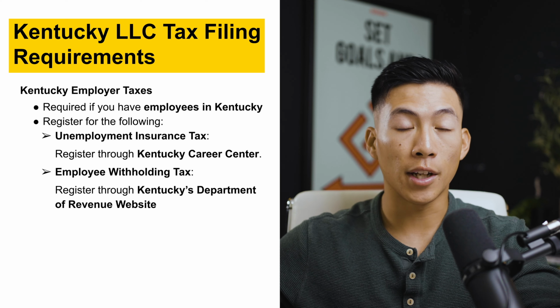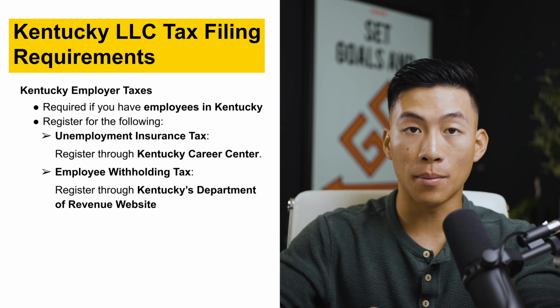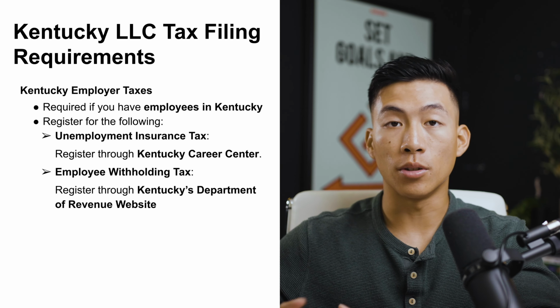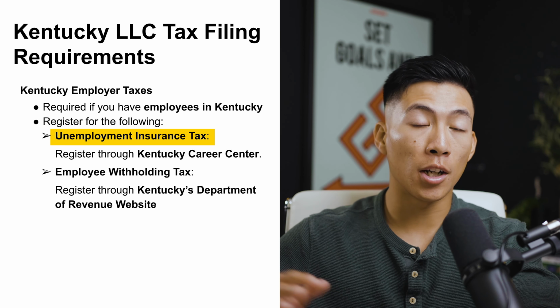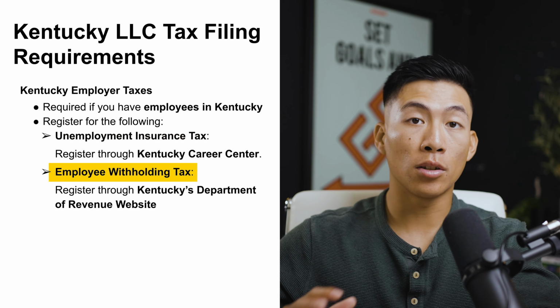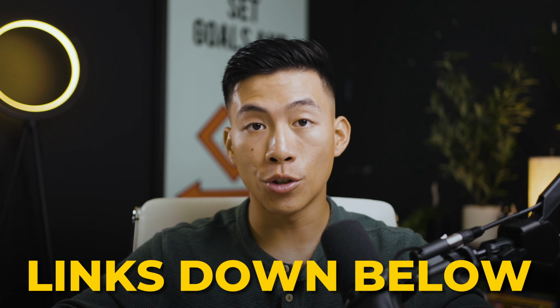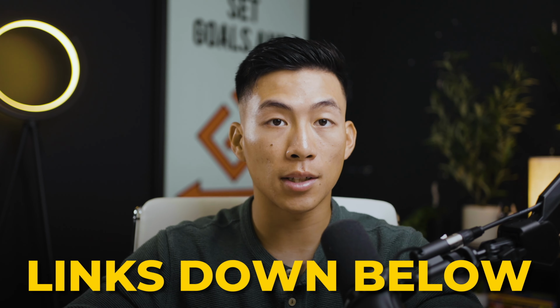Next thing I want to go over is the basics on the tax filing requirements. So first thing to consider is if you have employees, then you're going to want to look into employer taxes. This is going to include unemployment insurance tax and also employee withholding tax. Now for this, I'm not going to go too much in detail, but we'll leave links down below to Gusto and ADP. They're the best platforms out there for payroll. And if you use our links below, you can get some coupons and some discounts.